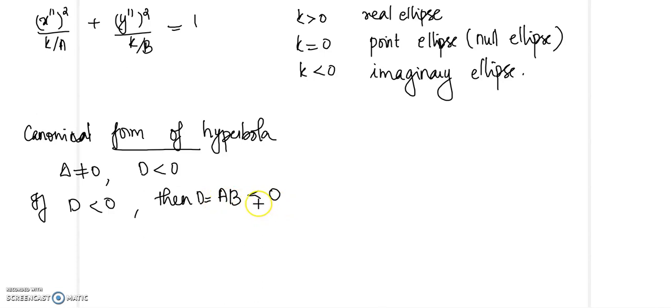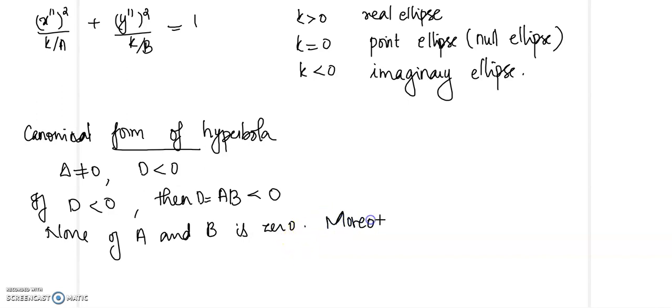Then we will have the coefficients of x dash square and y dash square there. And this is negative if they are of the opposite signs. So if the product has to be less than 0, one has to be positive and the other has to be negative. So none of a and b is 0 and moreover a and b have opposite signs.